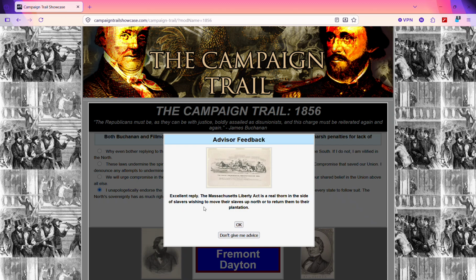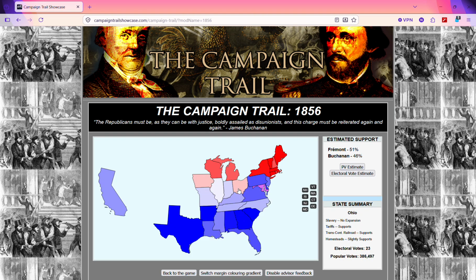The Massachusetts Liberty Act is a real thorn in the side of slavers wishing to move their slaves up north or to return them to their plantation. Nice. Ooh, there we go. Ohio, plus 5 points. We're within 1 point of Illinois here. Let's go. Iowa's only 4 votes, but it's still an important state to win. Every vote matters.